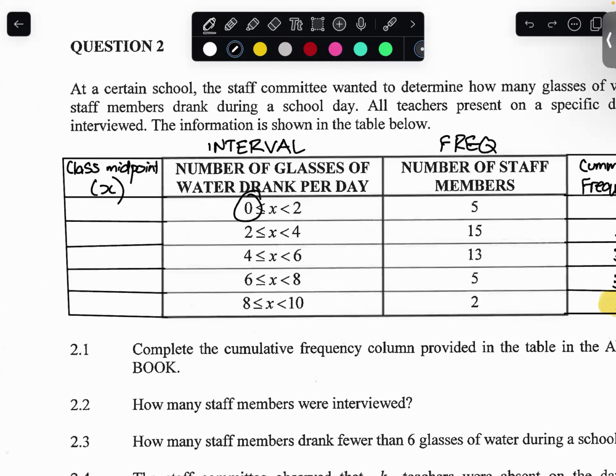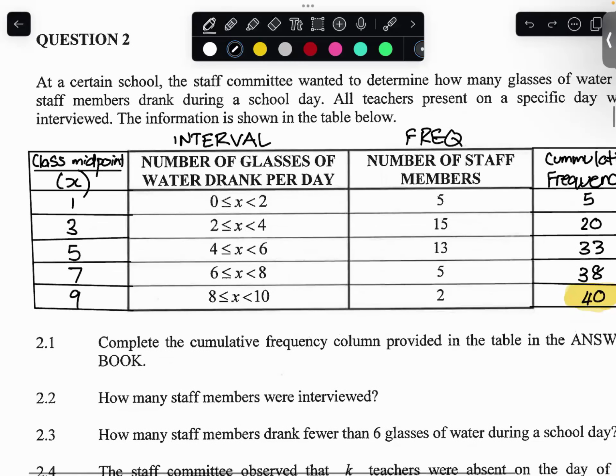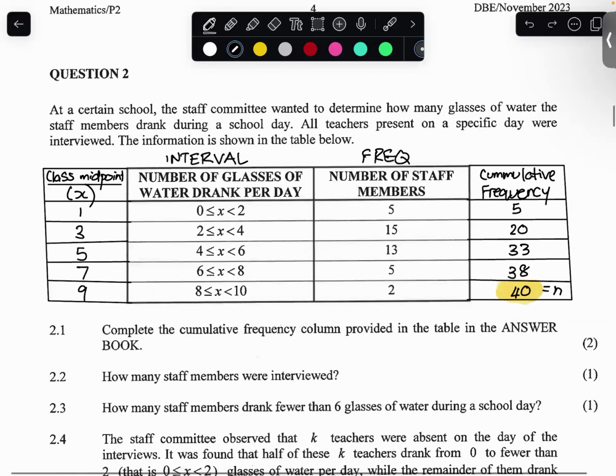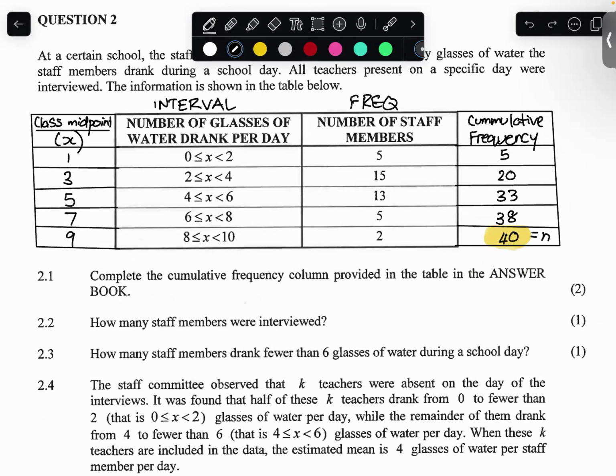Okay, and then to get your class midpoint, we just add these two interval values and divide by 2. So 0 plus 2 divided by 2 is 1, 2 plus 4 divided by 2 is 3, 4 plus 6 divided by 2 is 5, 6 plus 8 divided by 2 is 7, 8 plus 10 divided by 2 is 9. And remember, your class midpoint represents the actual data element, more or less, the approximate data element, right?